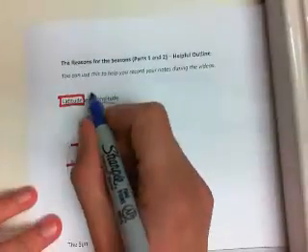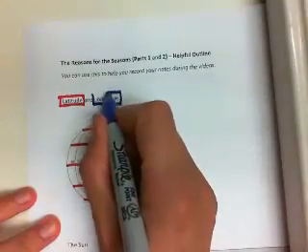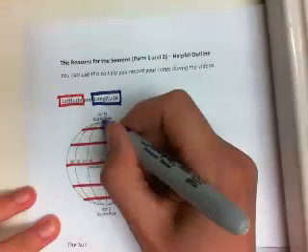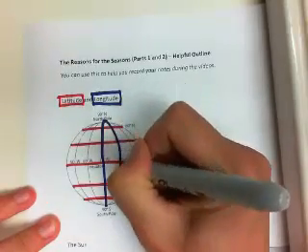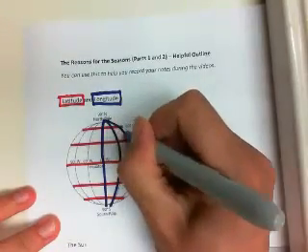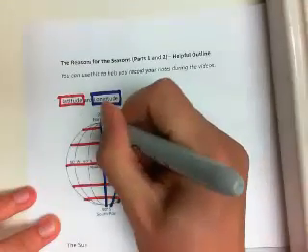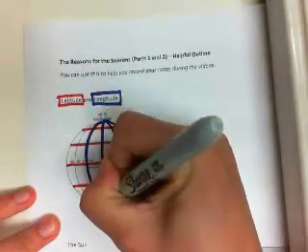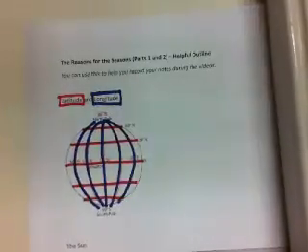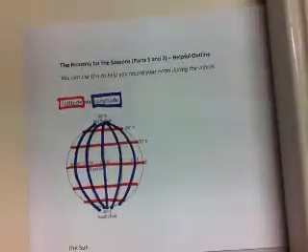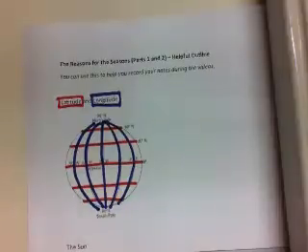Longitude, which I'll indicate in blue, run from north to south. They're also known as meridians. And they indicate how far you are east or west on the map. So the lines run north to south, but they indicate how far you are east or west on the globe.